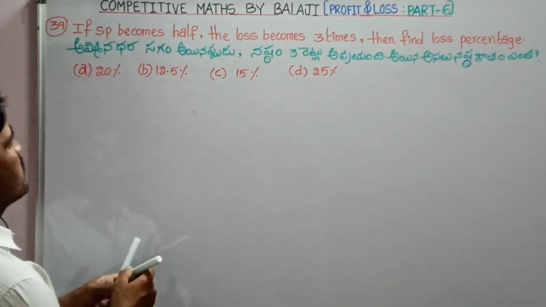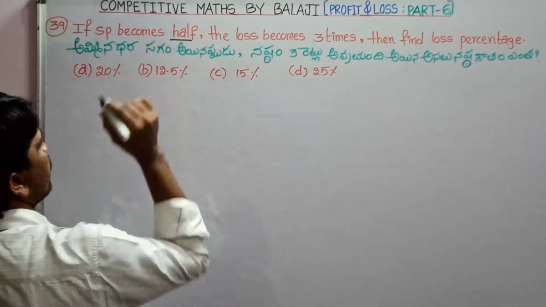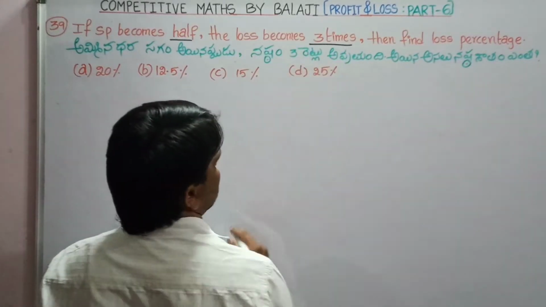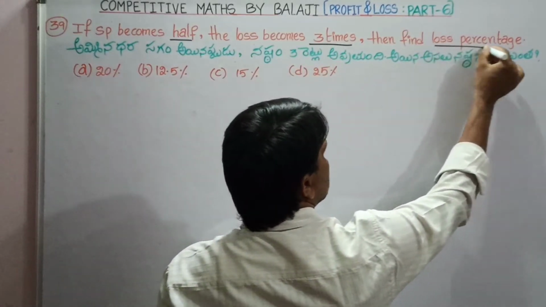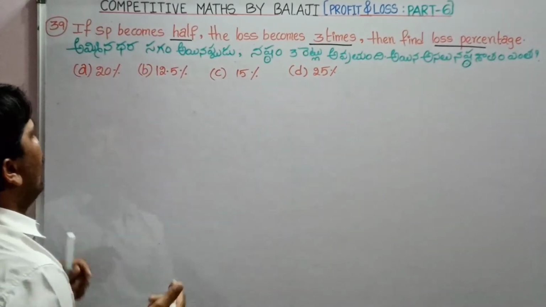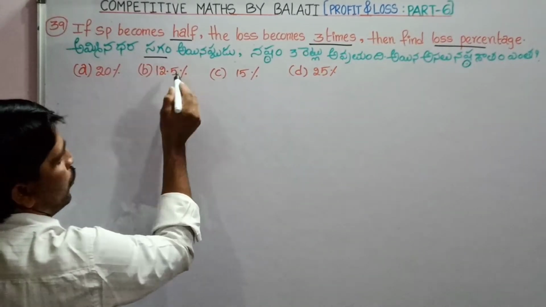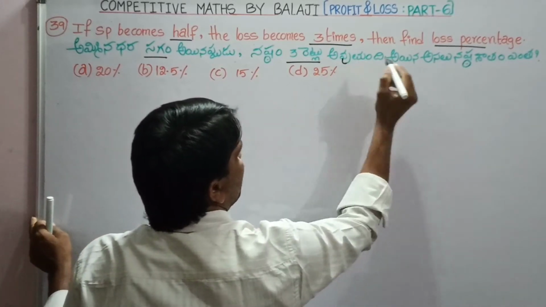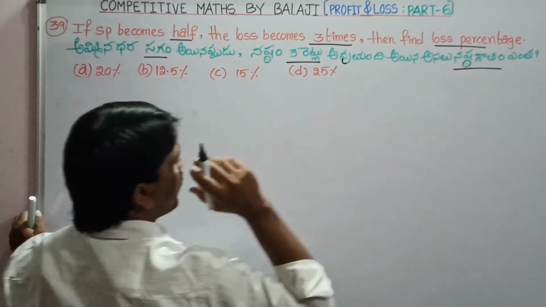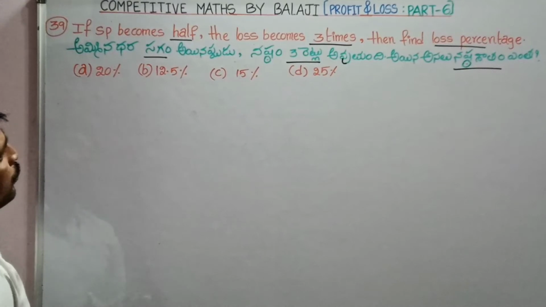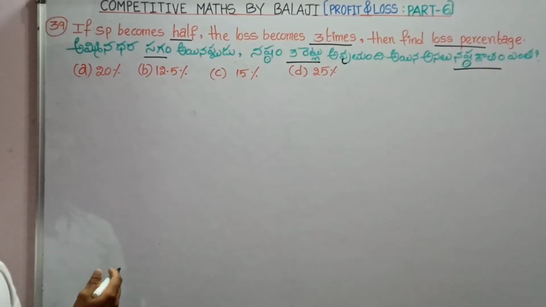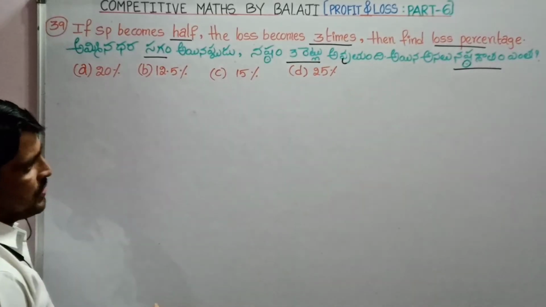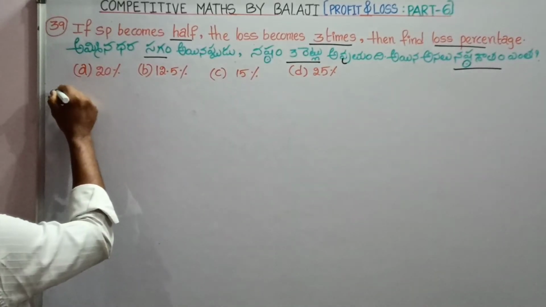If SP becomes half, the loss becomes 3 times. Then find loss percentage. అమ్మిన ధర సగమైనప్పుడు నష్టం 3 రెట్లు అవుతుంది. అయినా అసలు నష్ట శాతం ఎంత కనుక్కోవాలి. So 4 options are given here: 20%, 12.5%, 15%, 25%. Let us see the solution.